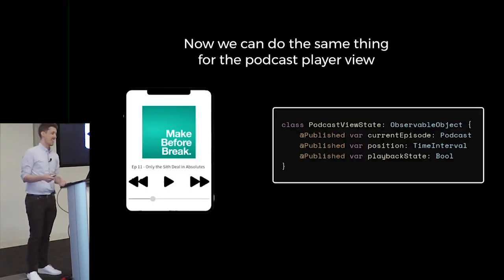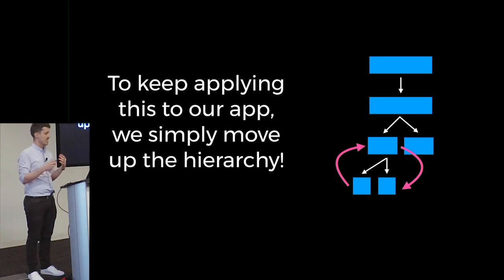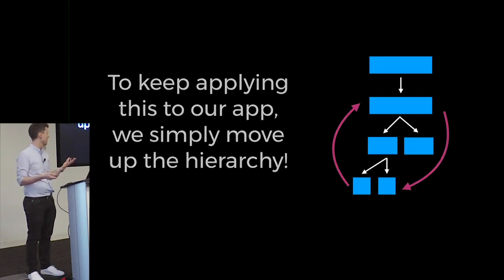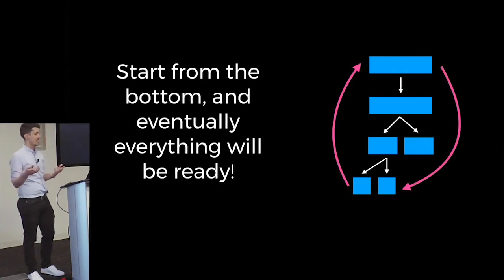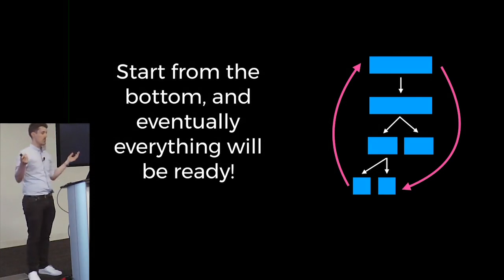So let's keep going. We can keep moving up our view hierarchy like this, right? So we could create, for example, the podcast view state that handles a podcast. It also publishes the current time, the current tracking time, and it has that playback state that we had before. And then we can go through the same motions, right? In order to keep applying this to your app, you just keep moving up the hierarchy. And you just keep going higher and higher. You start from the bottom, and you eventually become world champions. And everything will be ready for SwiftUI.